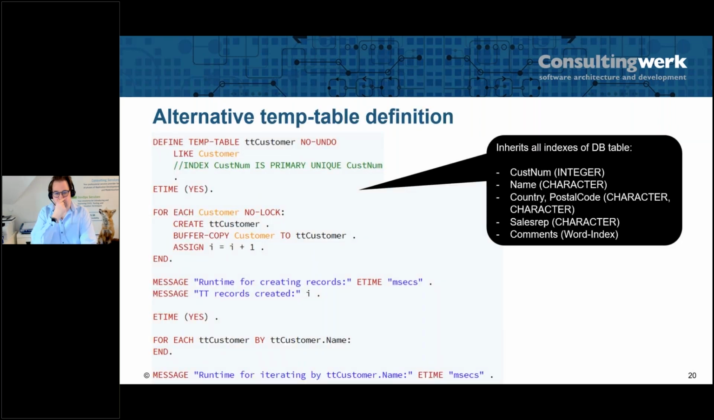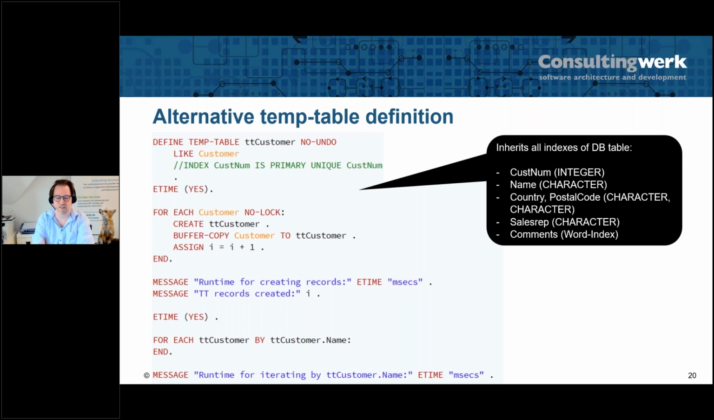So now we do an alternative temp table definition. I leave out the single index and I just do a like definition. Like many lazy programmers do, we just define our temp tables like the database table, and we don't care about whether or not indexes are used. And the results of that, running with the same startup parameter configurations, were quite confusing, to be honest.